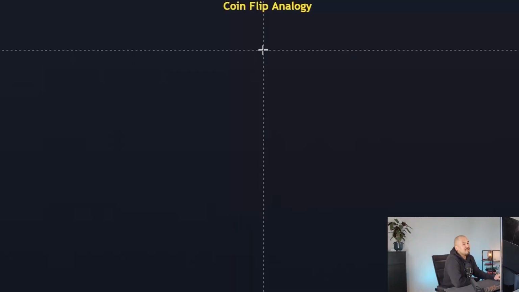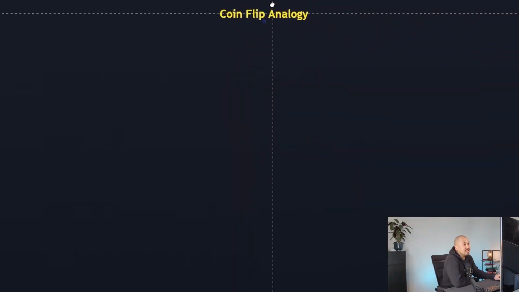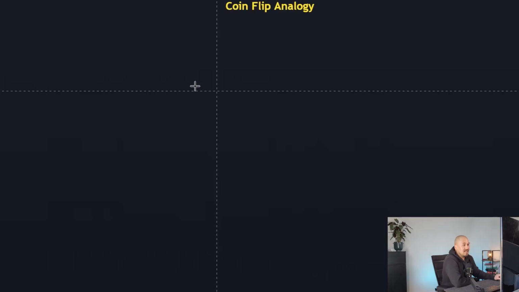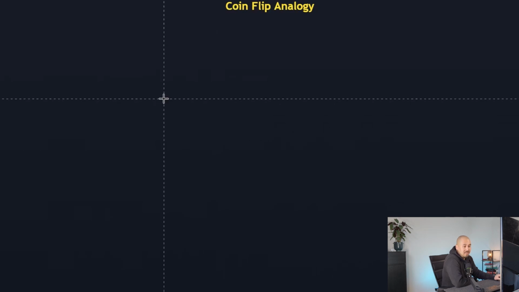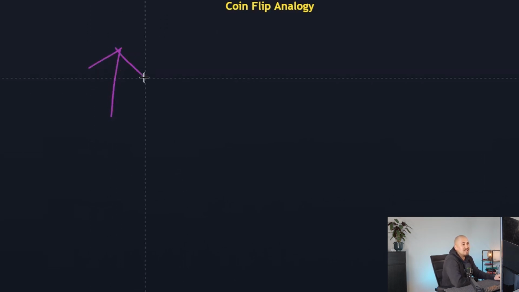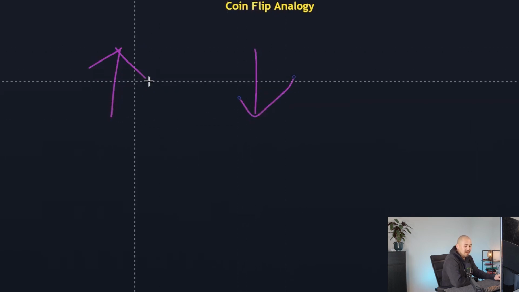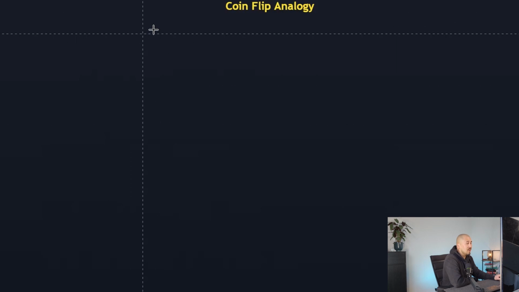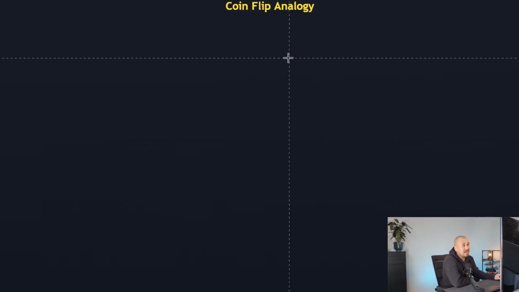So one of the best ways to explain this lesson is by using the coin flip analogy, as there's many similarities between flipping a coin and stocks. As with a coin, there's 50-50 odds, you get heads and tails, and with stocks, the price usually goes either up or down. Yeah, it can go sideways, but for the sake of today's lesson, let's keep it nice and simple and focus on the two main directions, up and down.